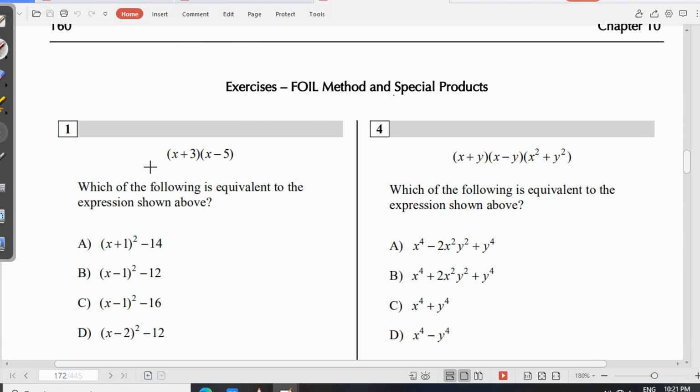So we have this: which of the following is equivalent to the expression shown above? So we have x plus 3 times x minus 5, and this is it. We also have this. Alright, so how can we do this easily?